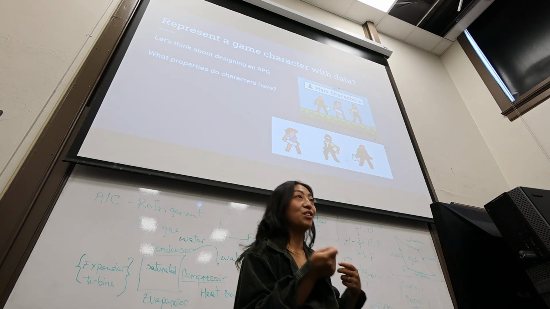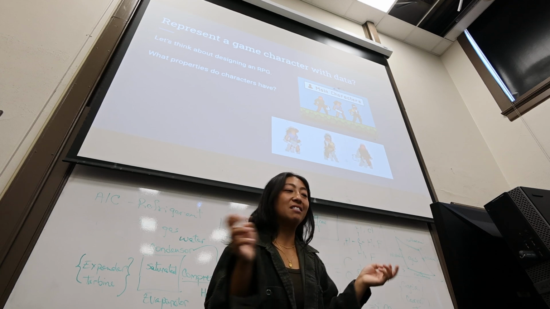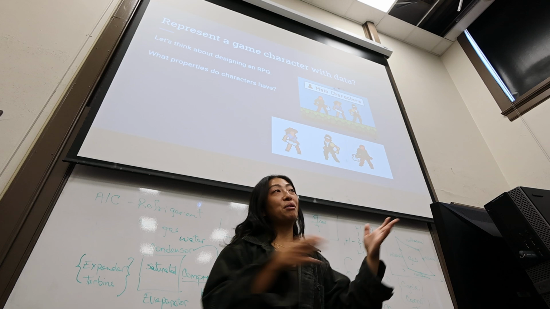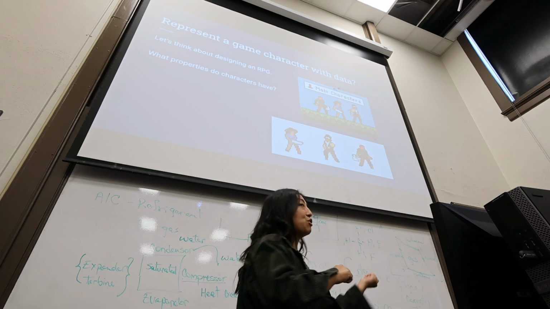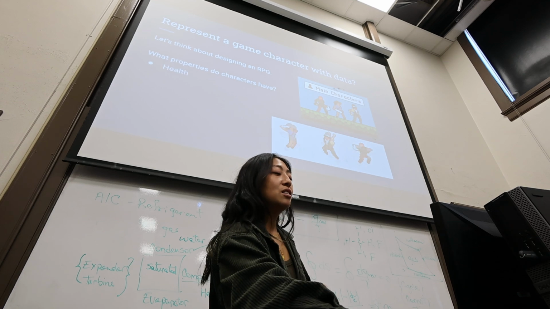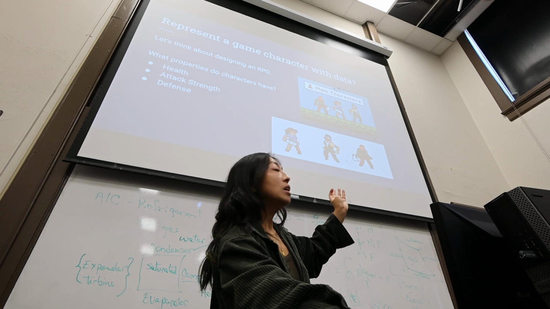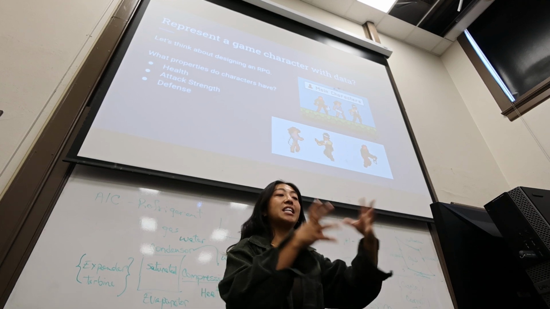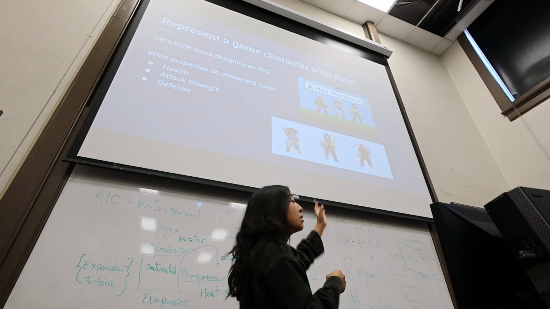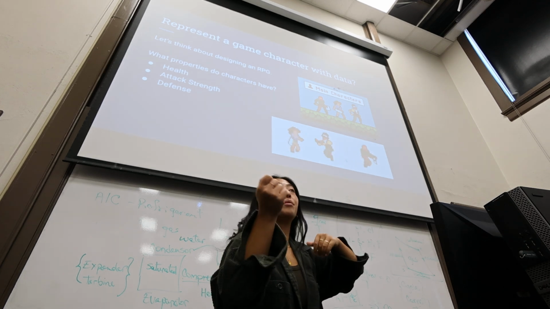Yeah, maybe the different skills they have. Maybe they can throw things. Maybe they can use different things or weapons, right? Maybe they have health. Maybe they have strength level, speed, agility, all these different things. So let's say there's health, attack, strength, and defense. So now that we're trying to represent a game character with data, we have to think about these attributes or properties and then change these over time, right?